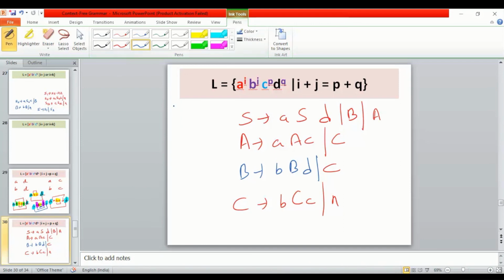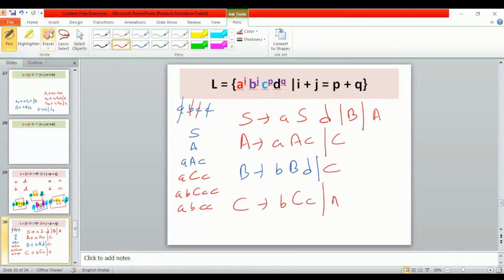Let us derive one string: A, B, C, C. So we'll start with S. Now A and C we have. So directly I will replace S with A, C. Now inside that we want B, C. So I will replace this capital A with C. And from C we'll get A, B, capital C, small c, and C. And we'll get A, B, C, C. This is how we can derive this string.